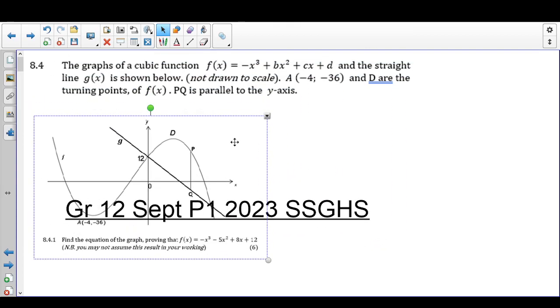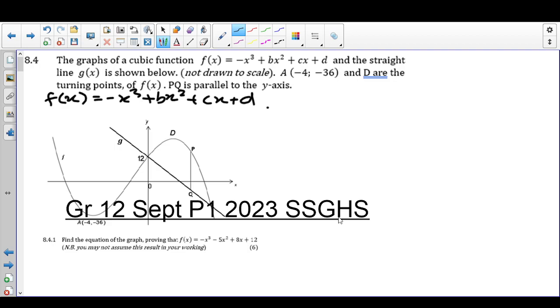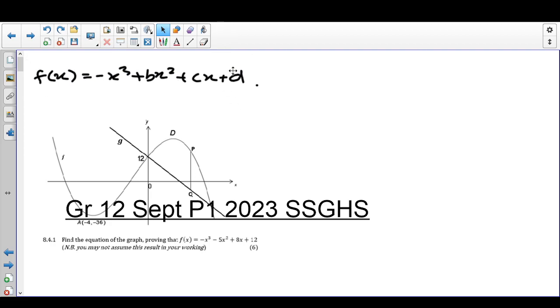Okay, so the graph of the cubic function f of x is equal to negative x cubed plus bx squared plus cx plus d, and the straight line g is shown below. Not drawn to scale. We are given that A is (negative 4; negative 36), and D are the turning points of f of x. PQ is parallel to the y-axis, so it's also perpendicular to the x-axis. Okay, take that out.